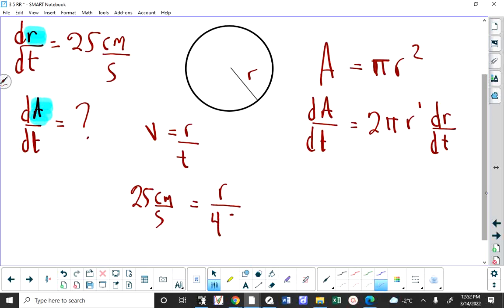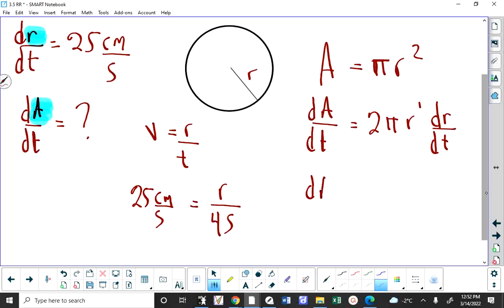And 4 seconds have elapsed. So just turning this into like a Science 9 or a Science 10 problem, 4 seconds times 25 centimeters per second gives you 100 centimeters. Now, is dr dt given in centimeters? Yes. The radius we just found is in centimeters, so it's all internally consistent with variables.